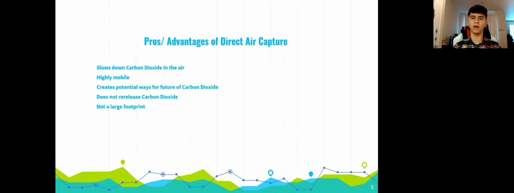And then lastly is not a large footprint. So this goes back to the infrastructure. In the event that we did have to put one of these facilities in a city, the facility itself is not actually that large to the point where it'll interfere constantly. There might be some noise with the fans, but I mean, it'd be a better trade-off to get rid of the carbon dioxide than just a little noise like a freeway or a highway. So that's one of the great things about this.